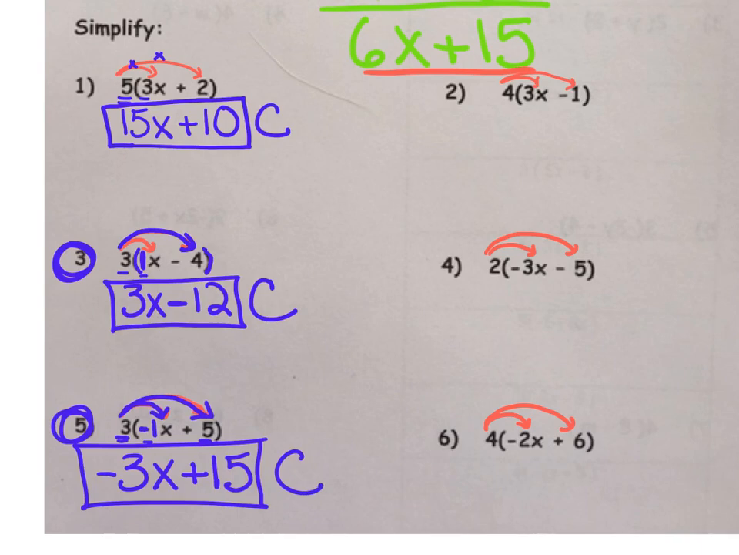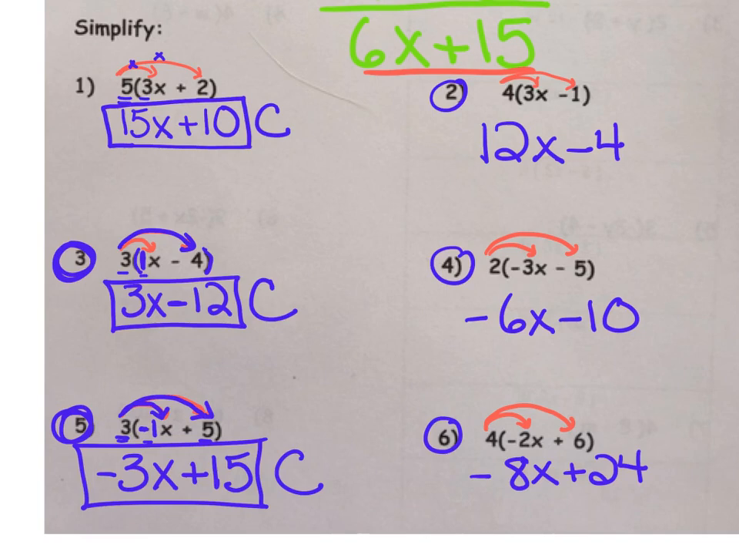Pause the video and quickly try 2, 4, and 6 on your own. Please pause the video now. Check your answers. 12x minus 4, negative 6x minus 10, and negative 8x plus 24. This concludes the video for page 1.